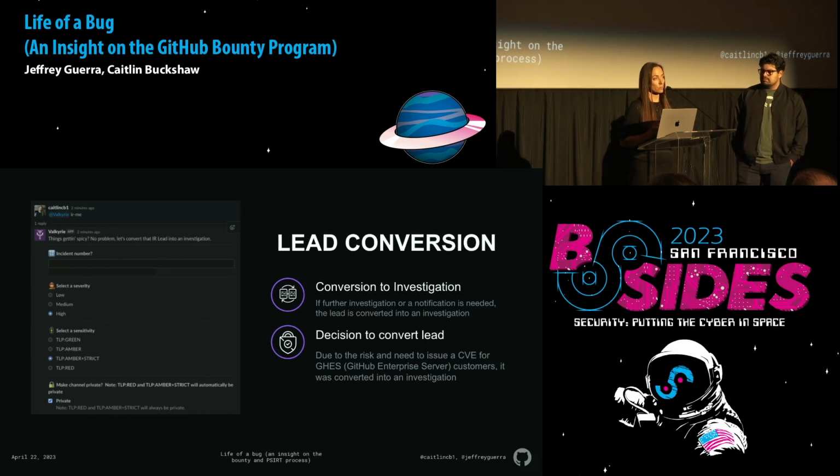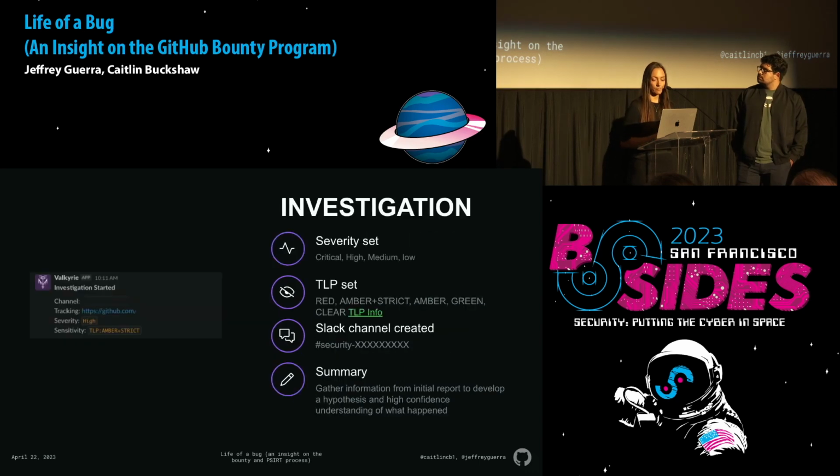So that's another reason why we're going to convert this into an investigation, make sure that's fully documented, make sure the PSIRT IC is responsible for assigning that CVE, getting all those details in there, and getting it in the release notes for GHES so that customers know the security impact of a patch. So at this stage, we are beginning the investigation. So we have the severity set, TLP, of course, our Slack channels, and our summary is getting developed.